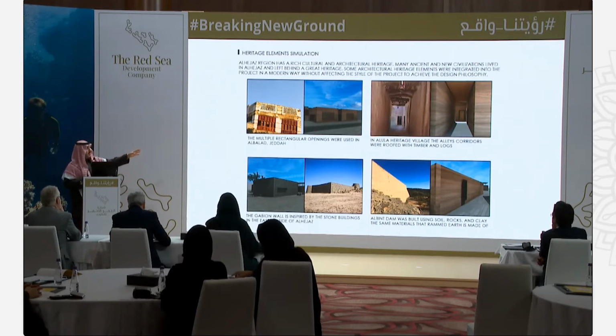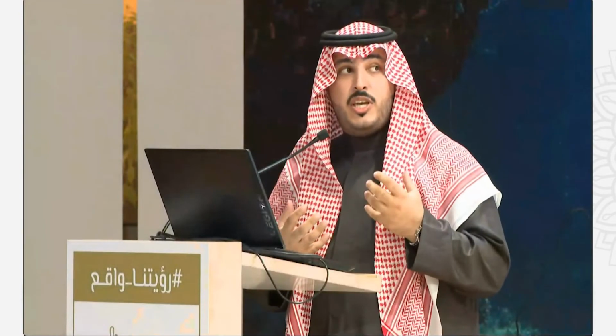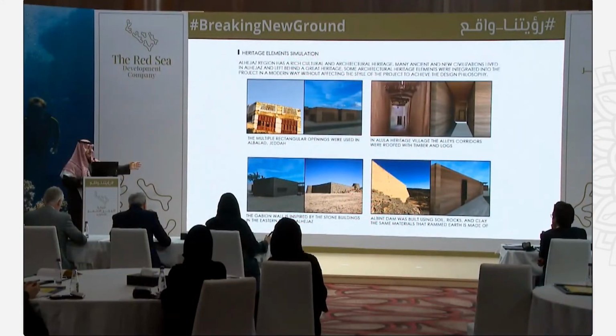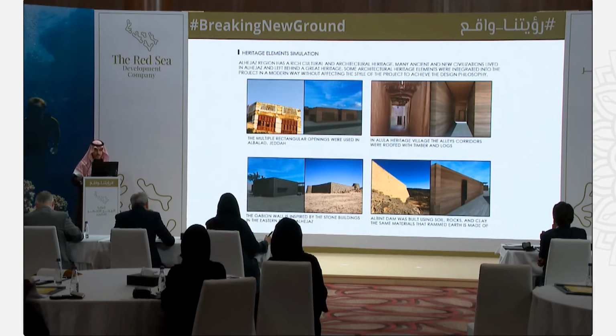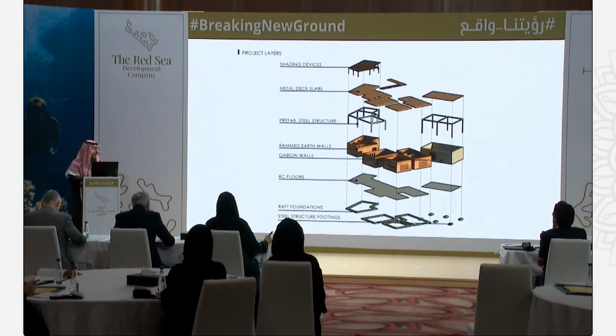The second picture is in Al-Ula Heritage Village, where the corridors were roofed by logs and timber. I used the same concept and the same material as shading devices to shade the corridors. The gap in the wall here was actually inspired from the stone buildings near Al-Taif city. Also in the last picture, that's the Al-Bint Dam, which actually was built by the same materials as the rammed earth. Here's the project from another angle.